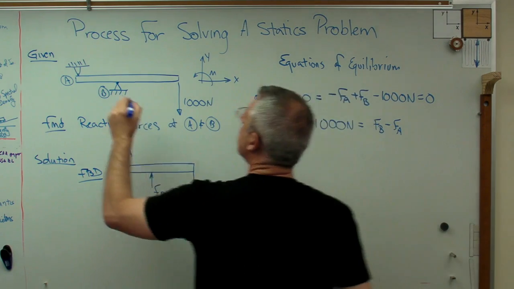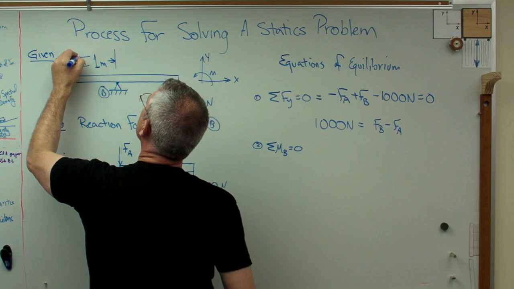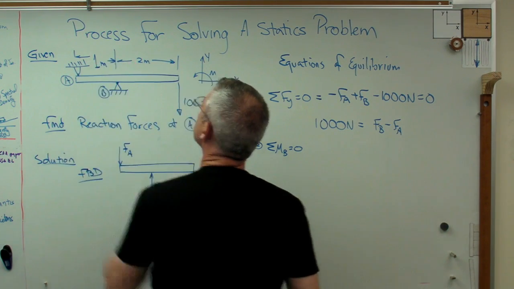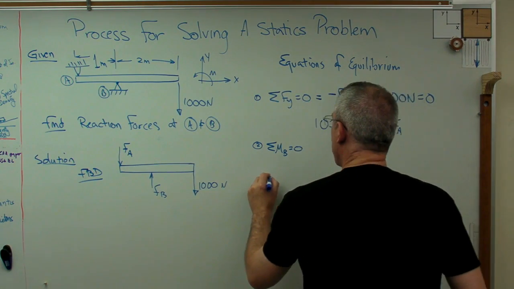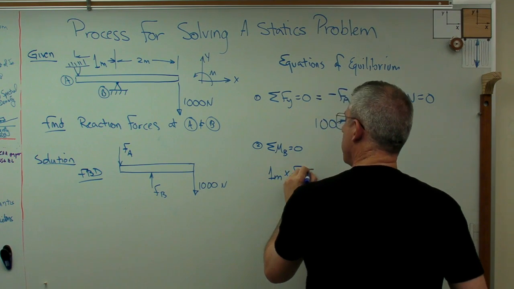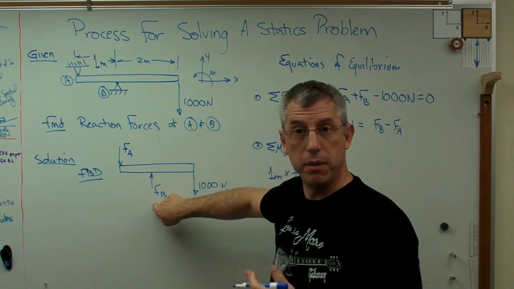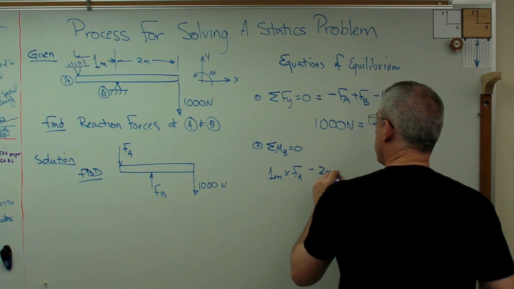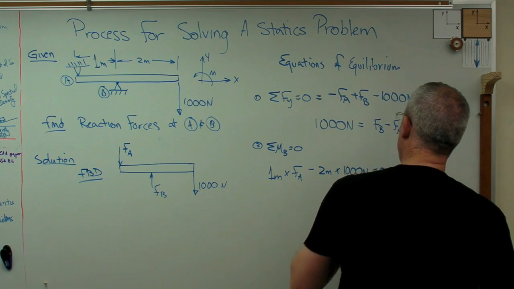And I don't have dimensions here, darn it. When I wrote it down in my notes I did. That's 1 meter and that's 2 meters. My apologies for forgetting that. So that's going to be a positive moment, 1 meter times FA. And this is going to be a negative moment over here. There's no moment at FB because the moment arm is 0. So that's minus 2 meters times 1,000 newtons, and all that equals 0.